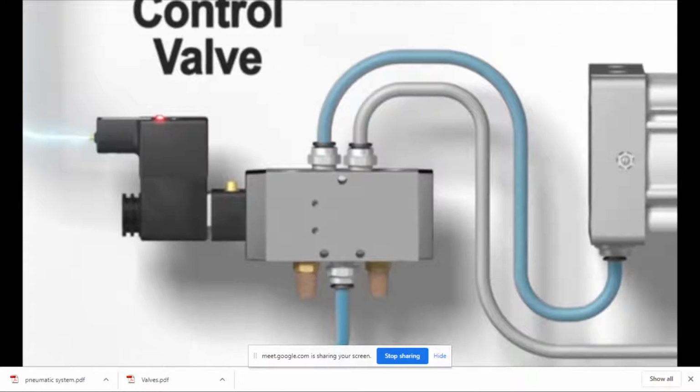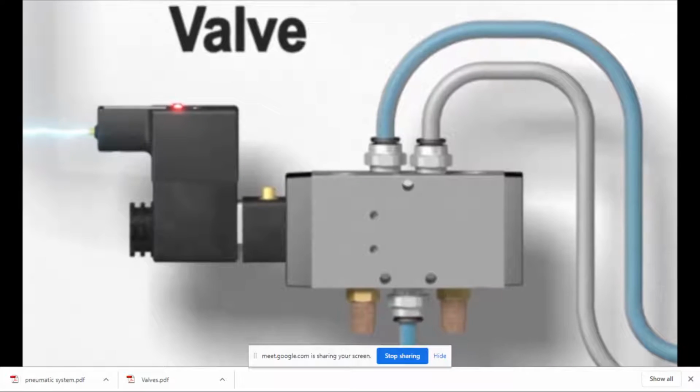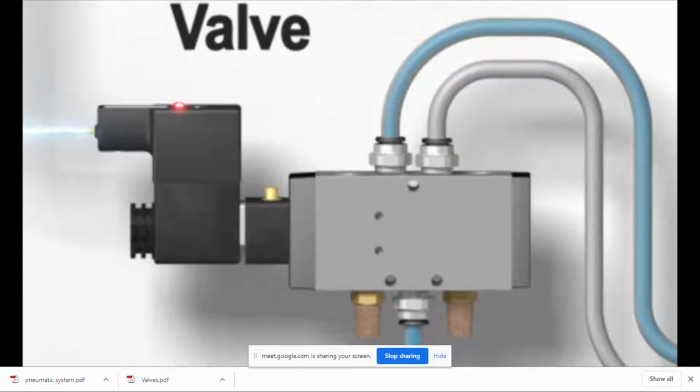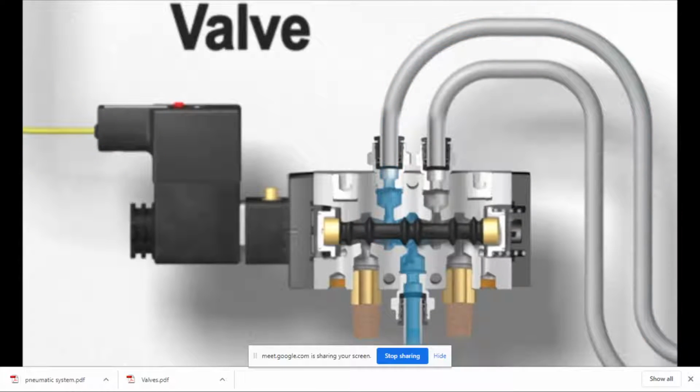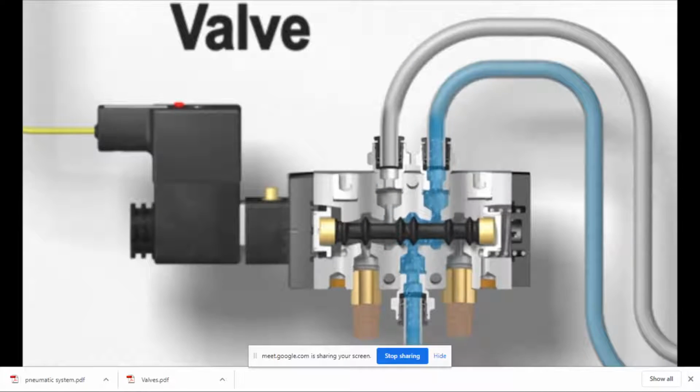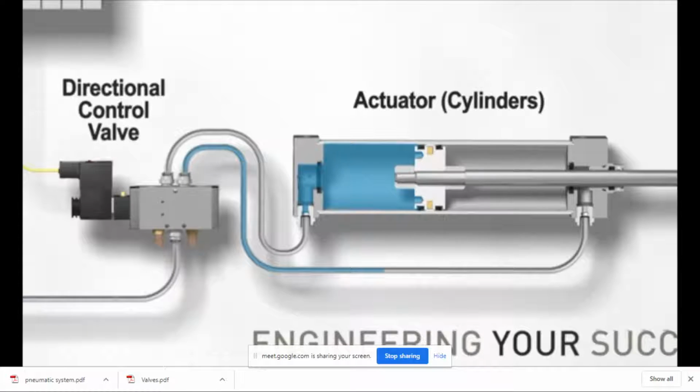Now that we have completed the extension, we will need a method to retract the actuator to its original position. The directional control valve will achieve this by changing the direction the compressed air flows from number 4 working port to the number 2 working port. The number 2 working port is connecting to the head end of the actuator, and when the compressed air pushes on the opposite side of the piston, it will reverse the direction of the piston rod assembly. This reverse motion is typically referred to as retracting.